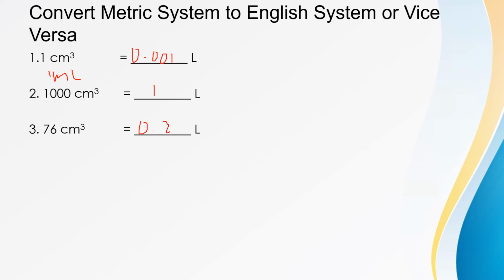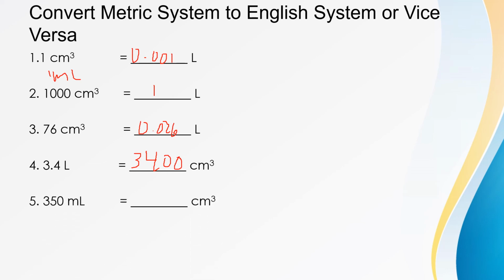Okay, this one 0.76. Yan. Okay, 3.4 liters. That's 3,400 cubic centimeters. And, you know, of course, 350 cubic centimeters is equals to 350 ml. Ganun lang po.